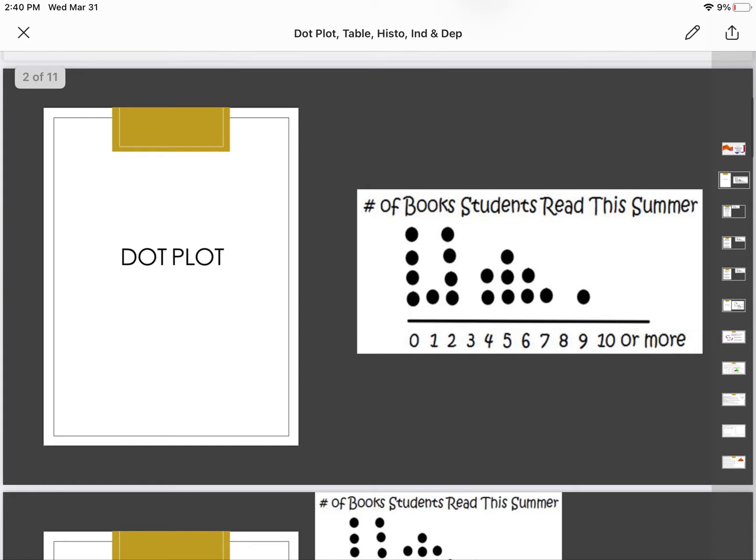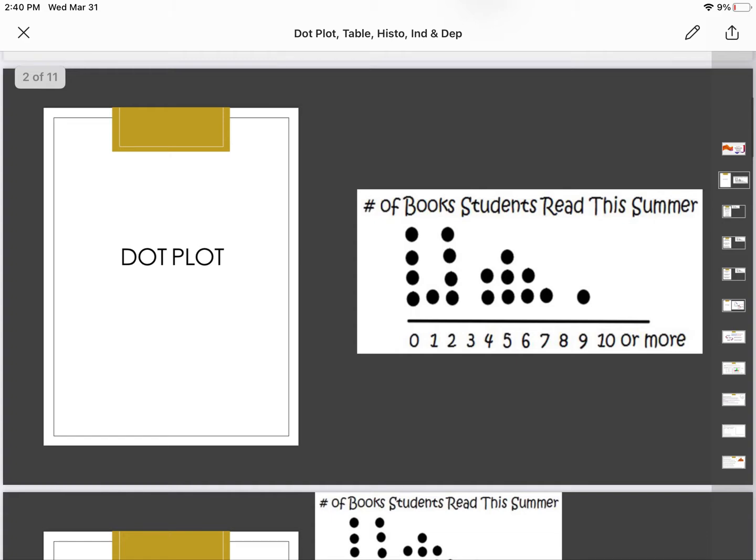The way that we read this is, you can see here 0. If we're talking about how many students read 0 books, that would be 1, 2, 3, 4. So this means 4 students read 0 books this summer. 1 student read 1 book. 4 students read 2 books. As you can see here above 3, there are no dots, so that means there are no students that read 3 books, and so forth. So that's how you would read this table, well, rather graph.